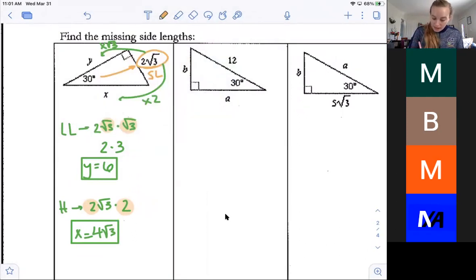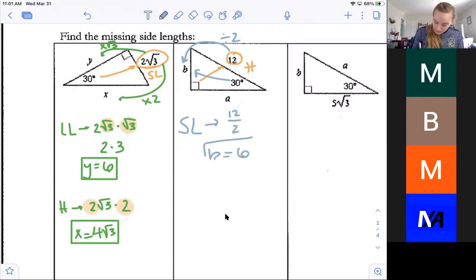The next one is the hypotenuse. I gave you the hypotenuse of 12. So again, we always find the short side and then we can go to the long side. So whatever is given to us, if it's not the short leg, go to the short leg first. So to go from the hypotenuse to the short leg, I'm getting smaller. So I'm going to divide by 2. Now the short leg is across from the 30, so that's B. So to go from 12 to B, I'm going to divide by 2. Short leg is 12 divided by 2. And so B is 6.